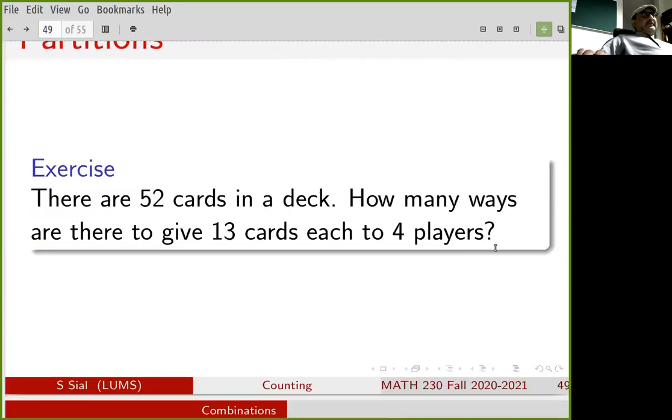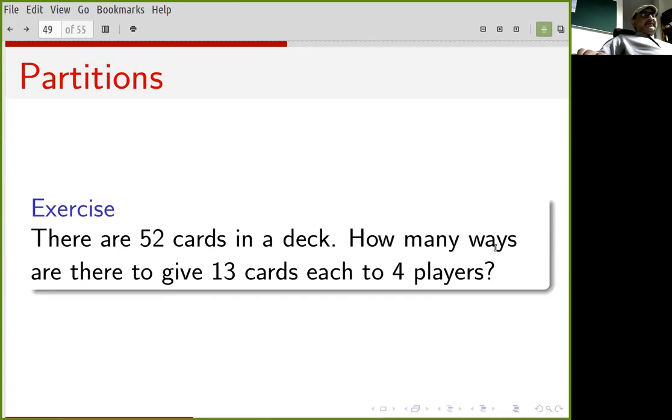Let's try another one. There are 52 distinct cards in a deck. How many ways are there to give 13 cards to each of 4 players? Well, when I hand you your cards, you pick them up, and when you rearrange the cards in your hands, it doesn't matter. That's just according to your convenience. It's still regarded as the same hand.